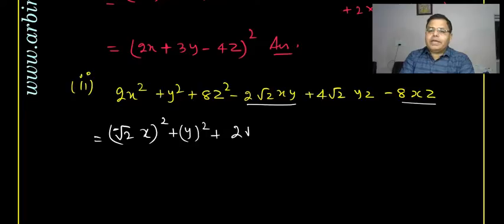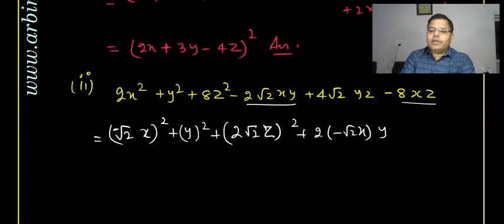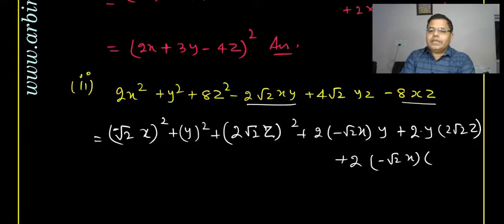Plus y square, and 8z square can be written as 2 root 2 into z whole square. Plus 2 into x term, which is root 2 x, and y term is y only. Plus 2 into y term, y only, but z term is 2 root 2 z, isn't it? Plus 2 into xz, x term is minus root 2 x, and z is nothing else but 2 root 2 z. So it is the arrangement you have seen here: 2 into 2 is 4, and root 2 into root 2 is 2, 4 into 2 is 8. That is the rearrangement of the terms I have used here.